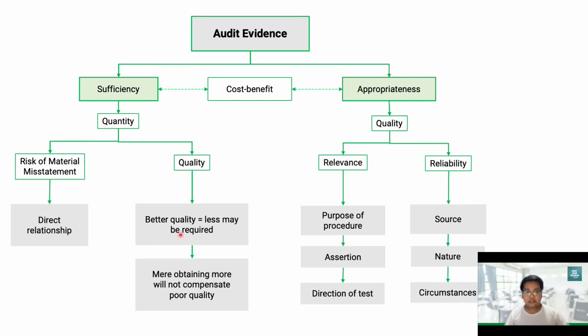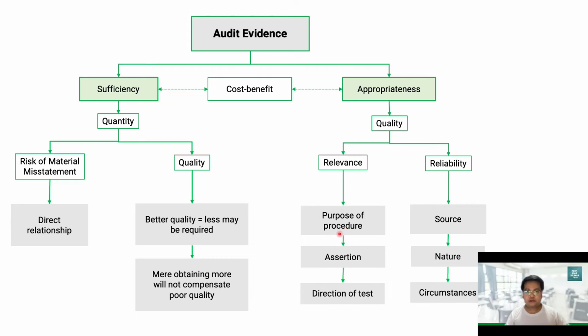So the better the quality, the less quantity may be required. But if the quality is poor, then you cannot obtain more evidence to compensate for its poor quality. Now, when we say quality of audit evidence, we're talking about the relevance and reliability of evidence. The relevance of audit evidence will be affected by the type or purpose of the procedure that we perform. So it will depend on which assertion we are trying to test or evaluate.